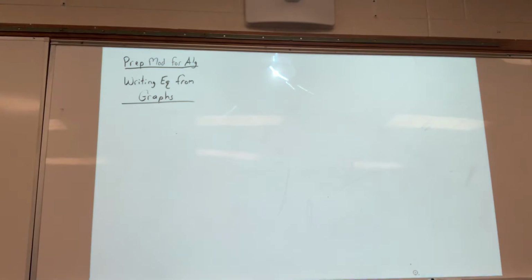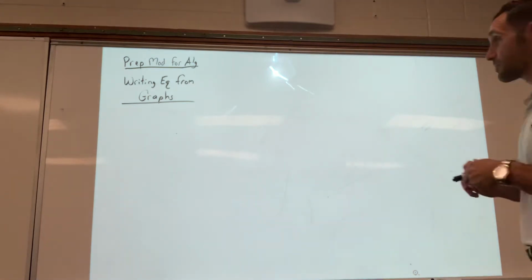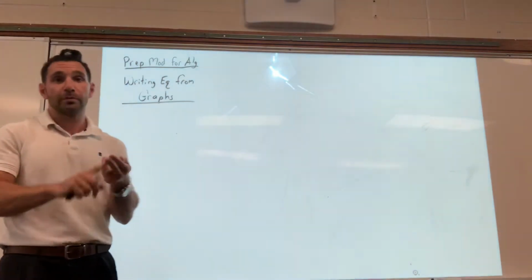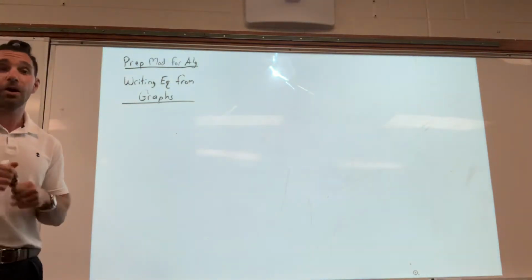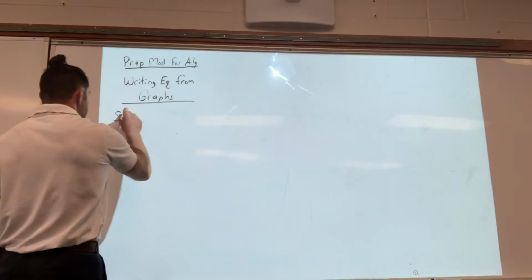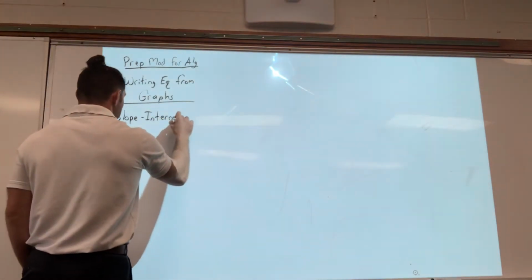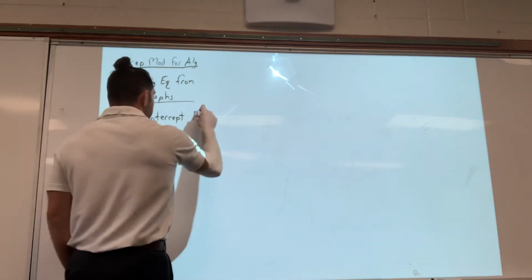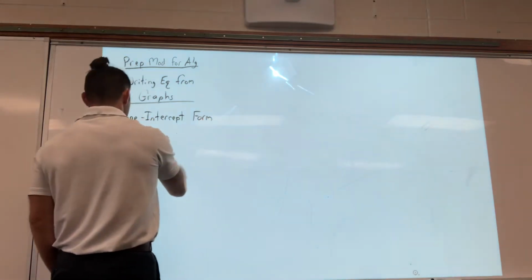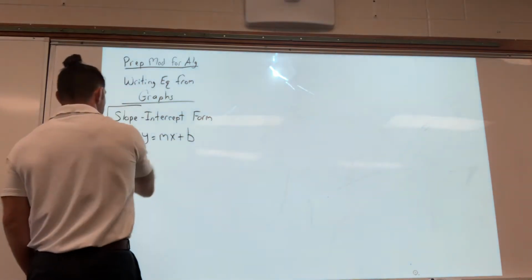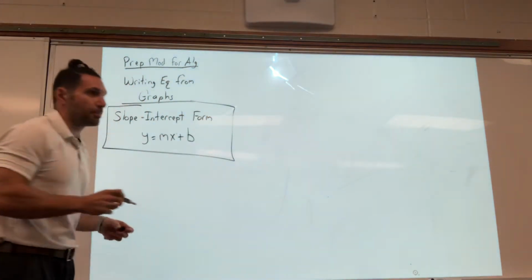So now we are going to be writing equations based off of the graphs. There are several different types of equations. There's standard form, there's point slope form, and there's slope intercept. Today, all we're focusing on is slope intercept form still. If you are not taking notes, shame on you. I know that you've seen this already a couple times, but you should still be copying it down.